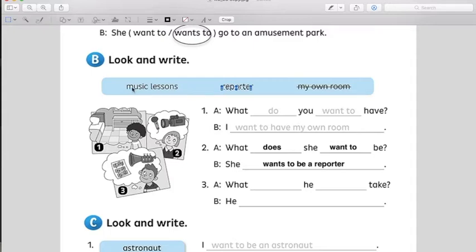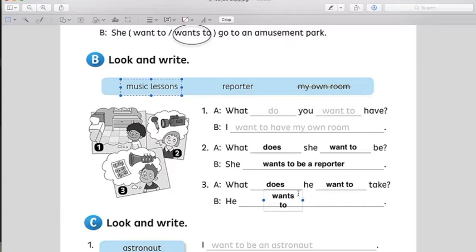And the last one we have is music lessons. So what do you do with music lessons? It looks like he wants to play the trumpet, right? So what blank he blank take? Take is something you take for yourself. Since we have he in a question, it doesn't change. So what does he want to take? He wants, with an S, right? And then what is our final word here we have?